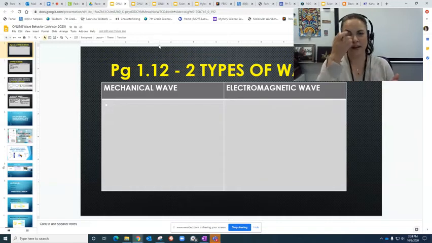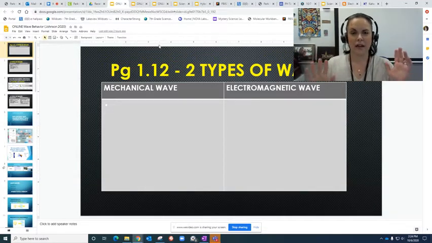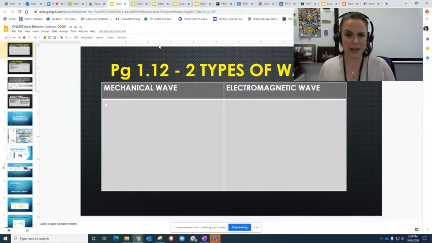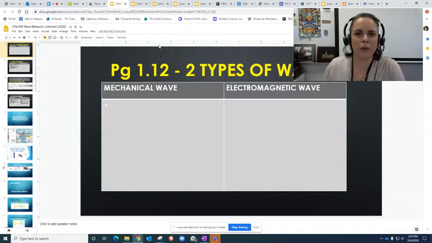For today, we're going to go through a little bit of review, and then we're going to explore the behavior of waves in different types of mediums, and kind of focusing on light. So you're going to need page 1.12 and 1.11.